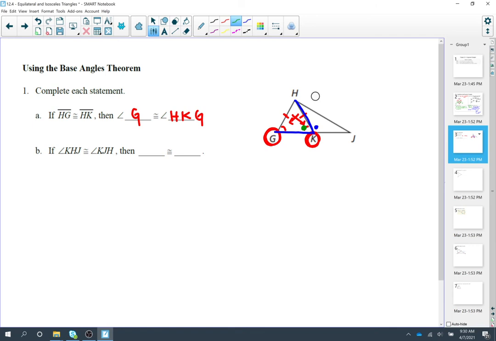Part B. If angle KHJ, this one, is congruent to angle KJH, this one, then what side is congruent to what side? Well, this guy is opposite this side, so it would be this one. This guy is opposite this side, so it would be this one. So I can say HK is congruent to KJ.